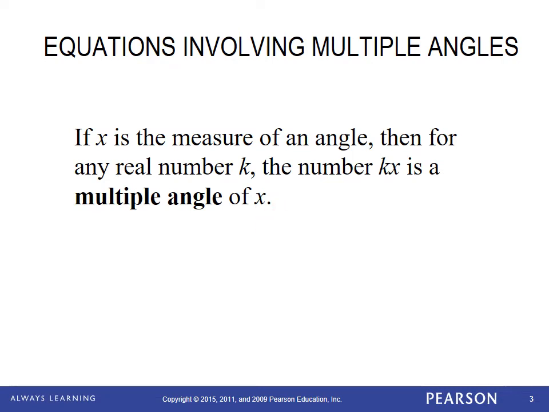Okay, so x is the measure of an angle. Then for any angle k, there are going to be k times x multiple angles. What in the world is this saying? Let's say sine of x is equal to square root of 2 over 2, right? If you're looking at a problem like this, think back to the unit circle. Which quadrant is sine positive in?